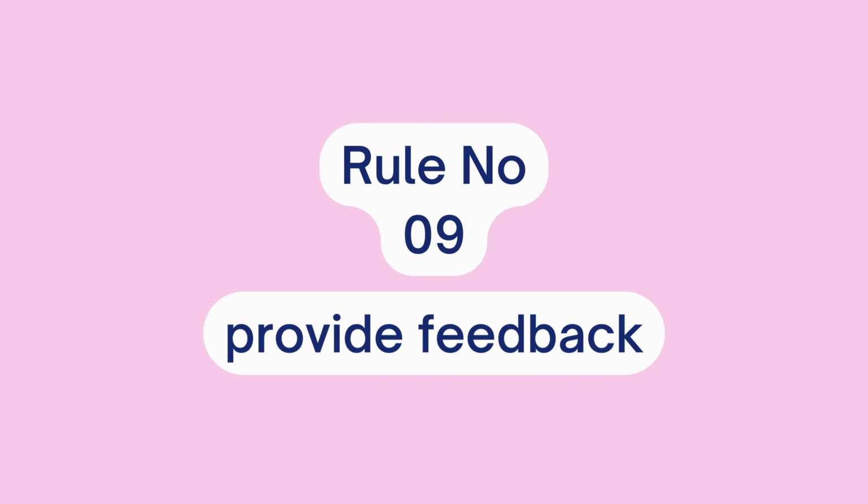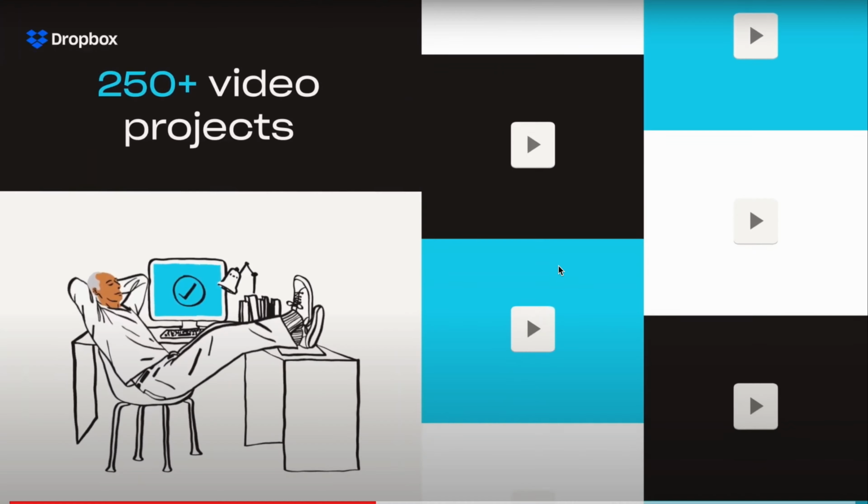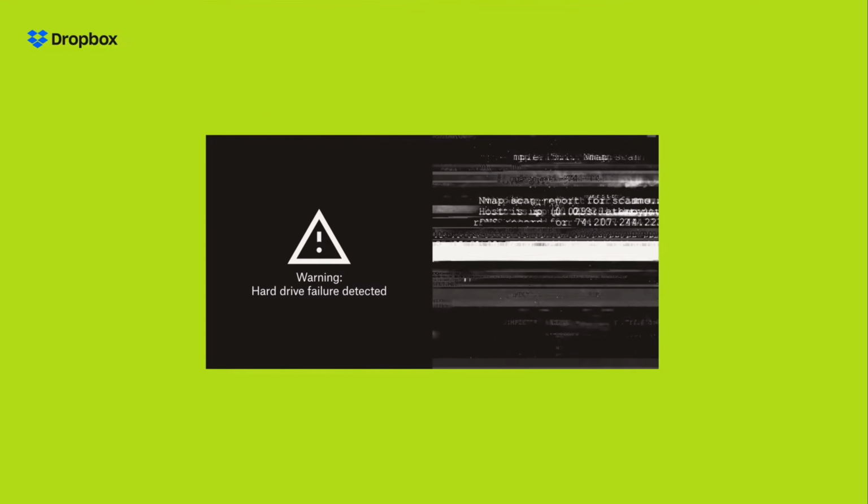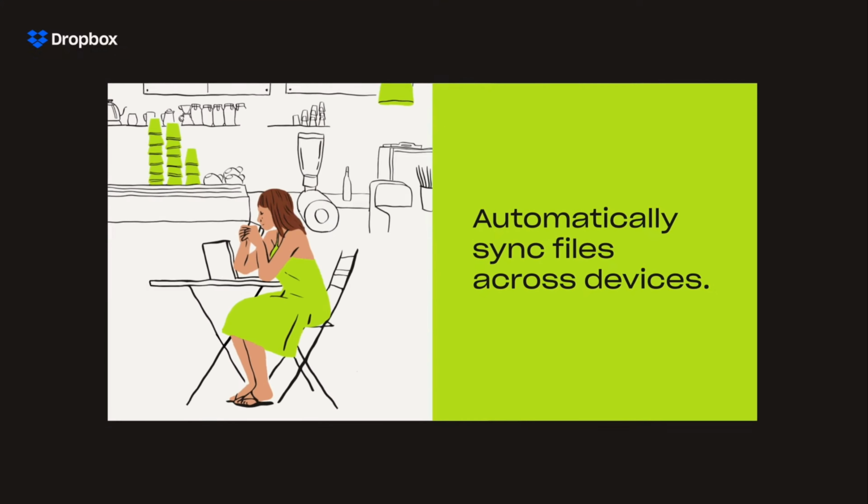Rule number 9. Provide feedback. Dropbox's UI design provides users with feedback, letting them know when a task is complete or when there is an error. By providing feedback, Dropbox ensures that users are informed and in control of their experience.